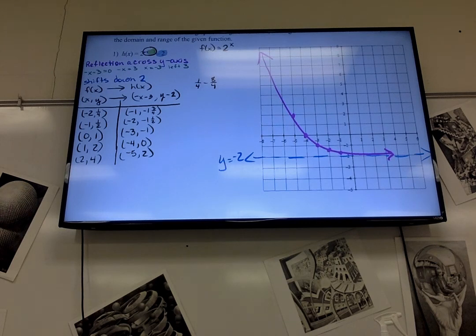Growth or decay? It is definitely a decay. Questions?